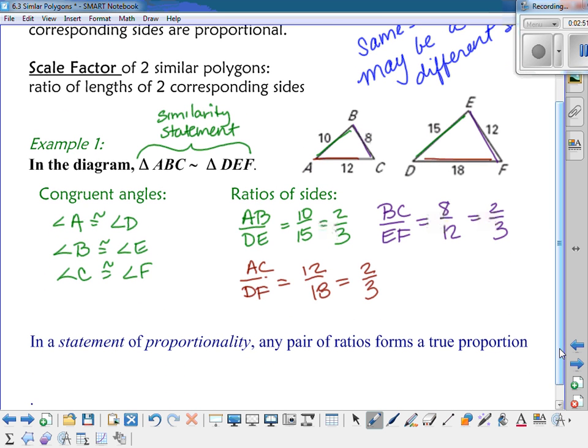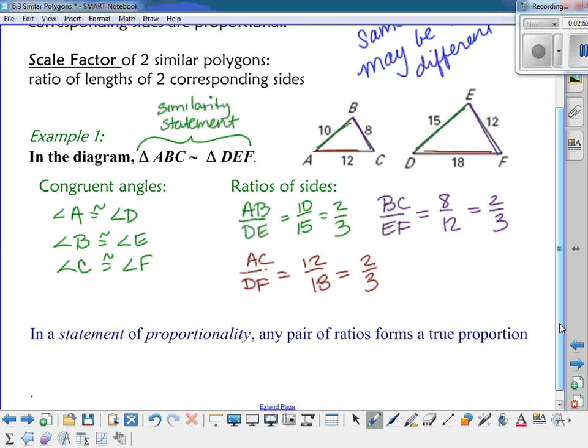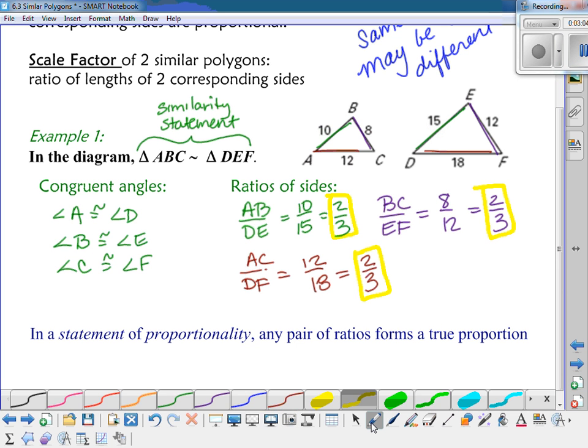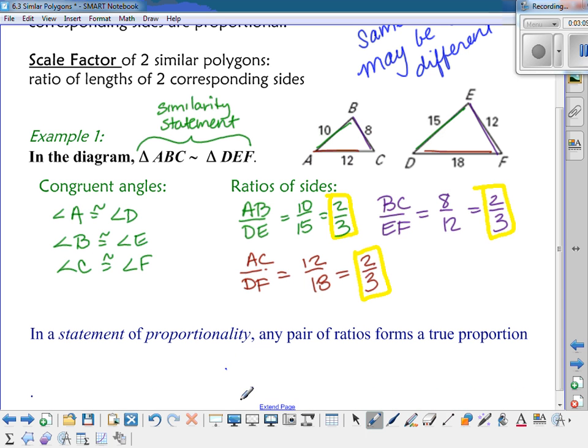So in a statement of proportionality, any pair of ratios forms a true proportion. I saw that all of these came out to 2/3, so I can write a statement of proportionality for all three sides. I can say that AB over DE is equal to BC over EF, which is also equal to AC over DF. So any two of those I could take out and say that they would form a true proportion, because the ratio of the sides is the same for each of them.